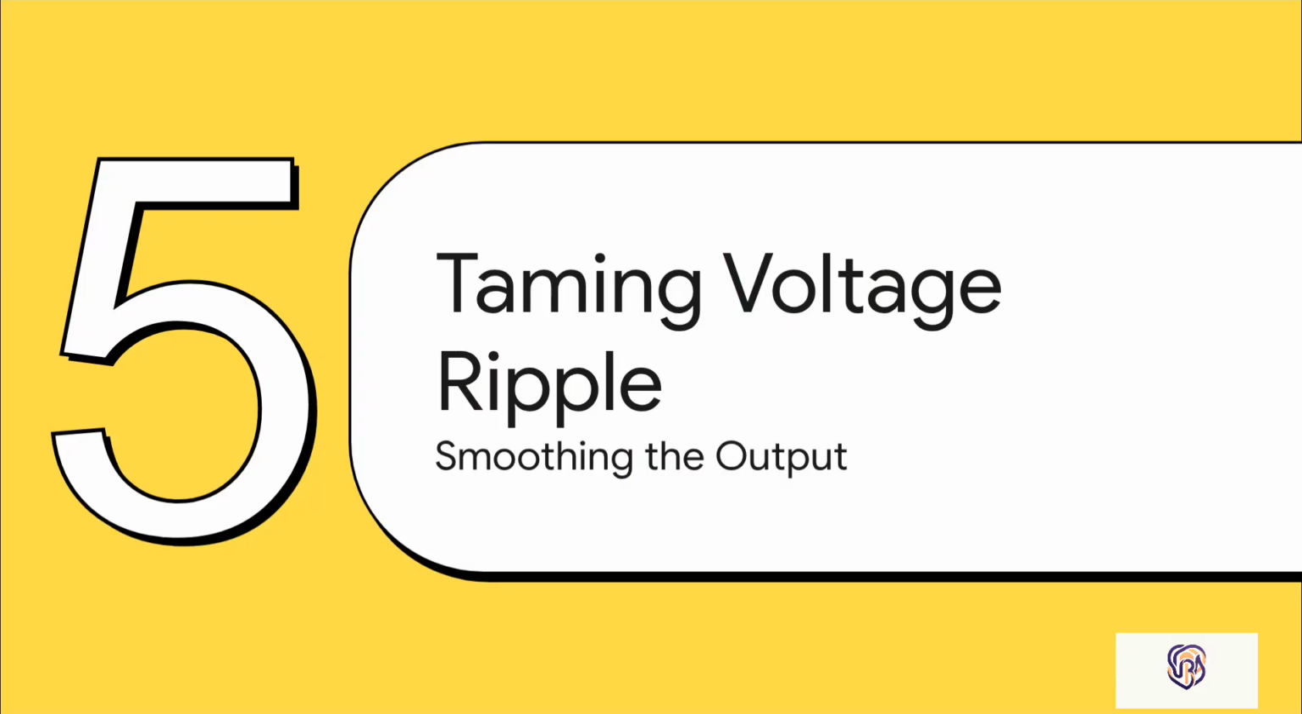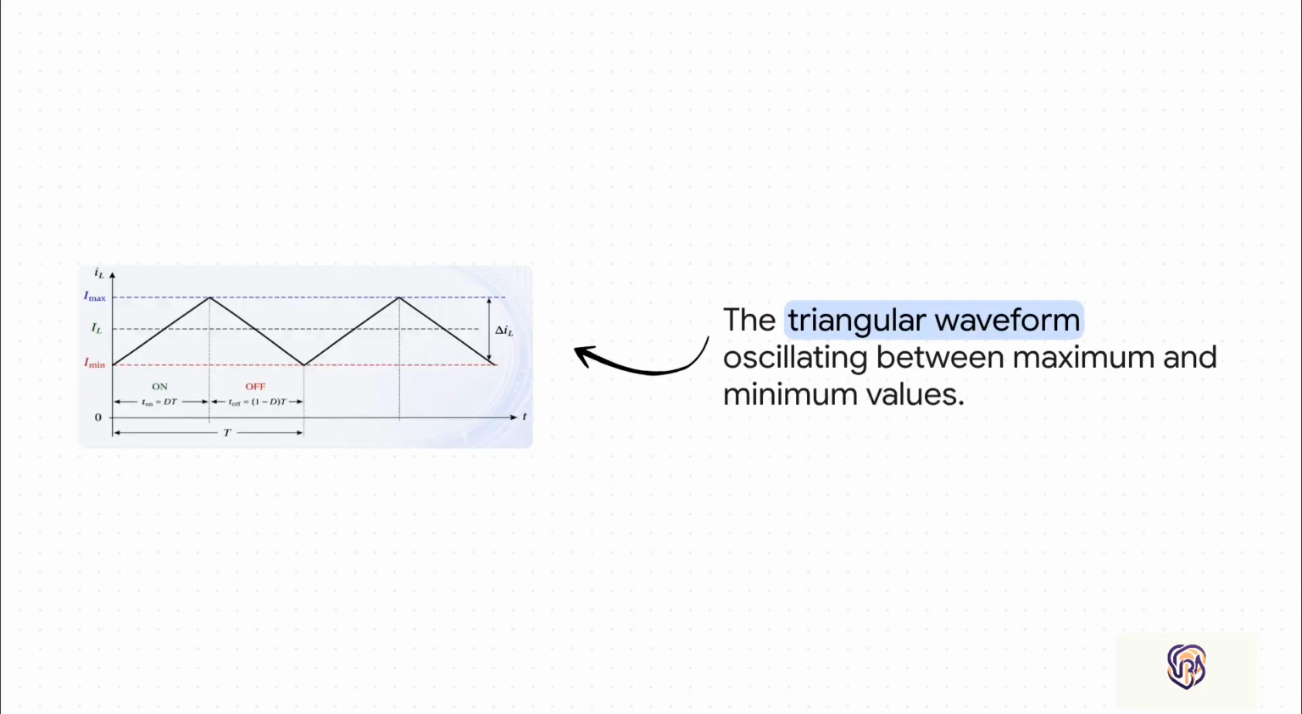Let's move to Section 5, Taming the Voltage Ripple. When you graph the inductor current, you get this very distinct triangular waveform. That shape is the literal physical manifestation of our switch opening and closing. As the switch turns on, the current ramps up to a peak maximum. When it flips off, the inductor discharges and the current ramps down into a valley. That total distance from the peak to the valley, that is our current ripple.